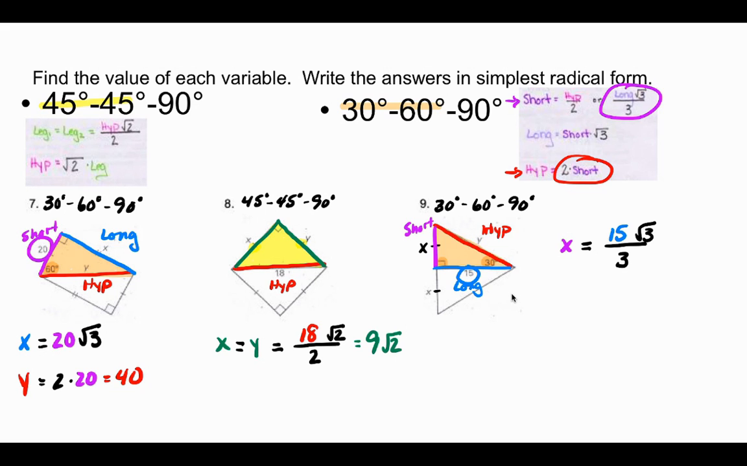This particular value does simplify. 3 will go into 15 5 times, and we keep the square root of 3. Our hypotenuse, which is the y, will be calculated by doing 2 times the short leg. So we're going to do 2 times the 5 square root of 3, and we end up getting 10 square root of 3. So pay close attention to your rules. The better you know these rules, the faster the questions will go.